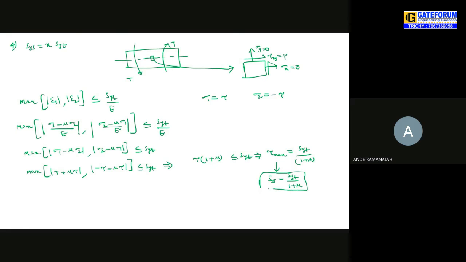That's it. What is the relation between SYS and SYT? SYT by 1 plus mu. This is generally applicable for brittle materials only. This is also a very rarely used theory, not that popular. Wherever strain is important, they will take this into consideration. So the relation between SYS and SYT is SYS equal to SYT by 1 plus mu, and this is applicable for brittle materials. Is it clear?